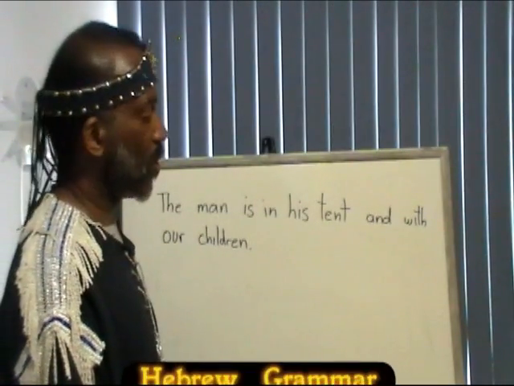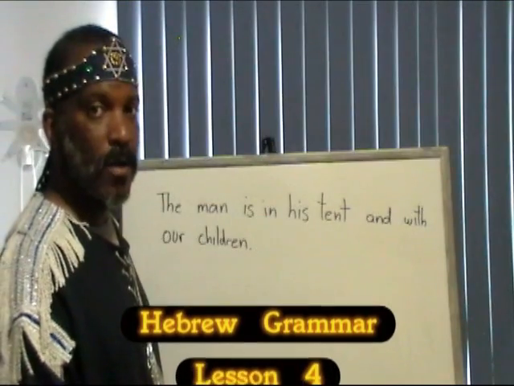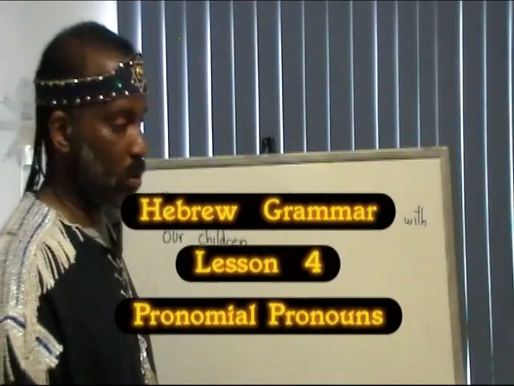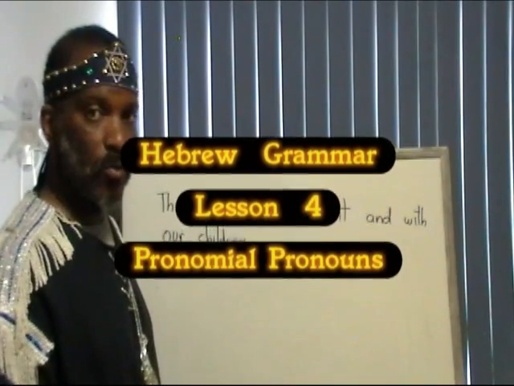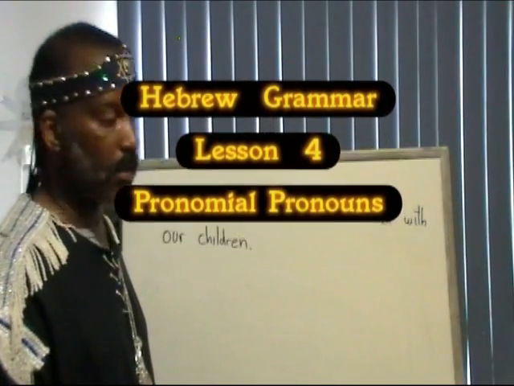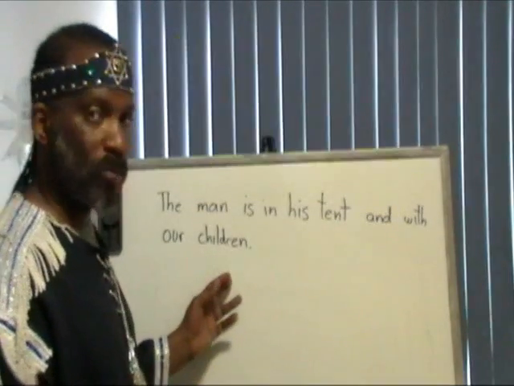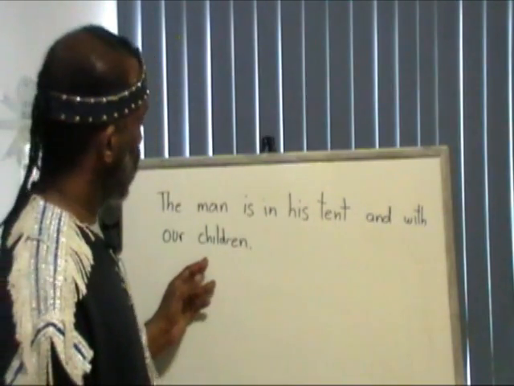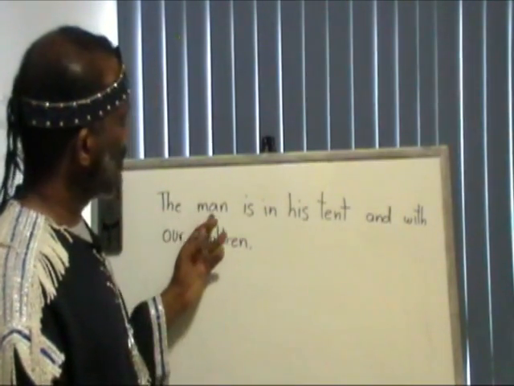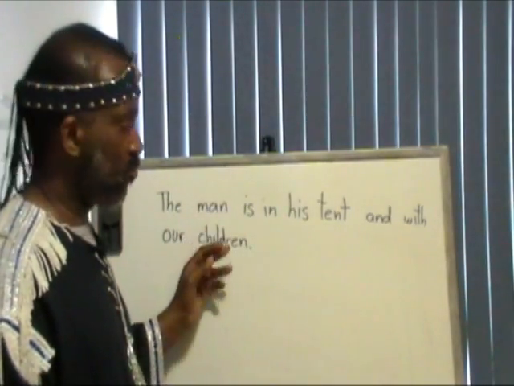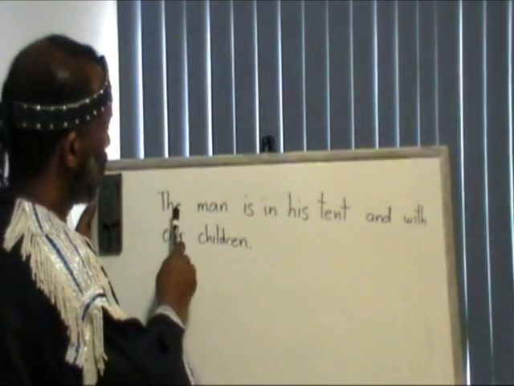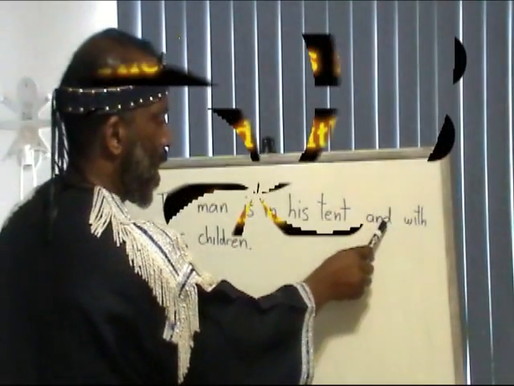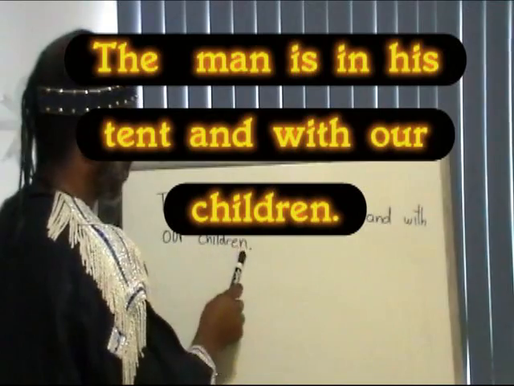Last time we were here, we're now going into lesson 4 of the Hebrew grammar. On lesson 3, I gave you some homework, which you were supposed to have done through the website. Now here's the homework right here. We're going to go over the homework that I gave you. The first question I gave you was to write this sentence in Hebrew. The sentence read, the man is in his tent and with our children.